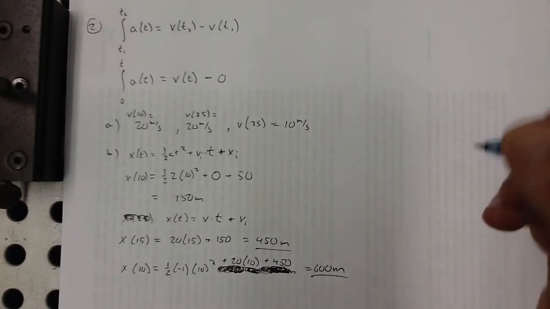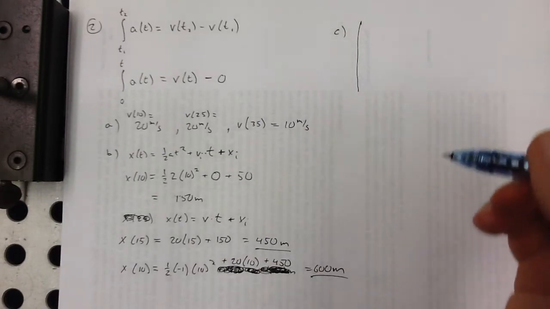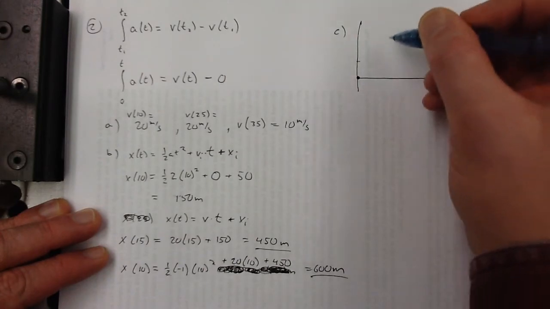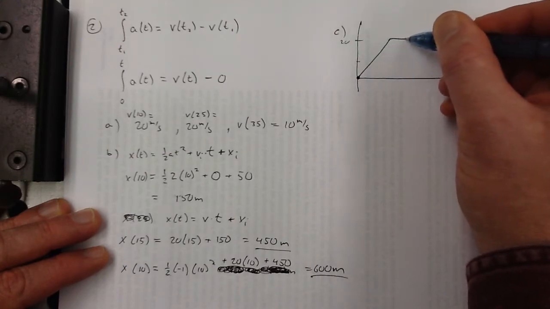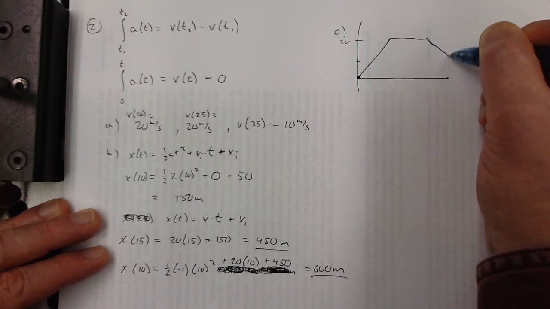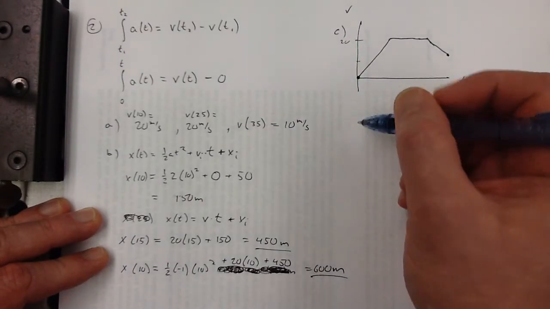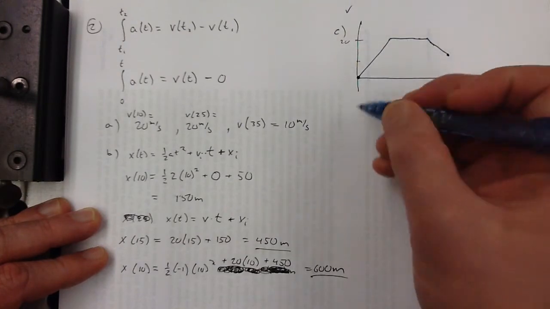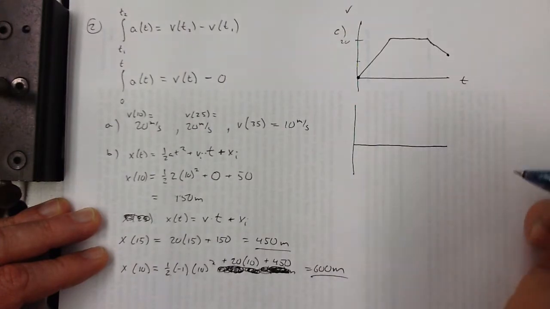Graph the velocity of the object as a function of time. So velocity starts out 0, goes up to 20, stays at 20, and then goes down to 10. So something like that. And it's piecewise linear, right? Cannot be curved. And when I say something like that, you don't have that much leeway.